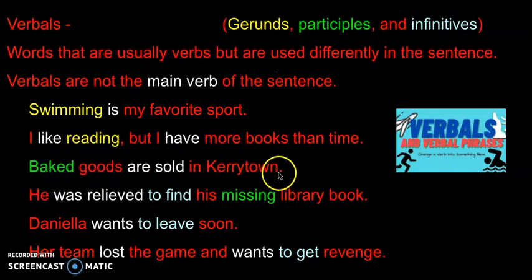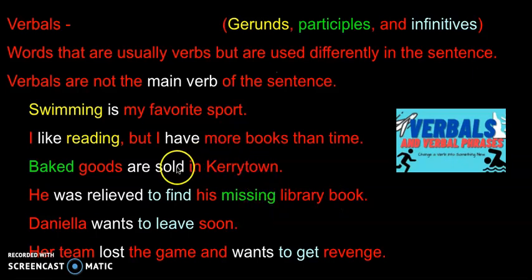Baked goods are sold in Carytown. Keep in mind, it's not going to be the main verb of the sentence, but it's going to be a word that acts as a verb many times, but is a describing word. He was relieved to find his missing library book. Here we have "was relieved" as the main verb, but "missing," which often would be a verb, describes the library book. So that would be a participle.